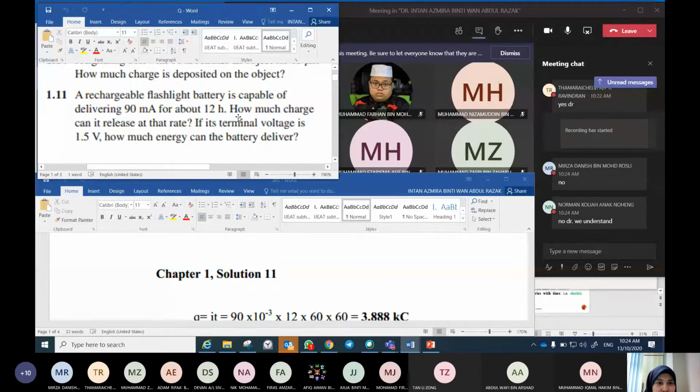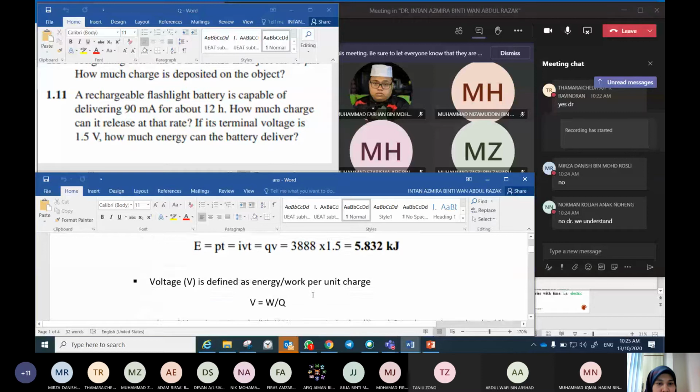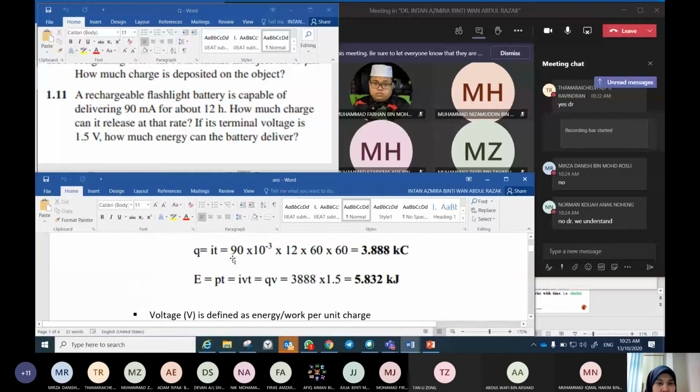Okay, there are 2 questions here. How much charge? The second question is if its terminal voltage is 1.5 volt, how much energy can the battery deliver? The second question is how much energy? So the first question is charge. Charge Q is equal to IT. So I is 90 milli, multiplied with T. T is time. Time is 12 hours.